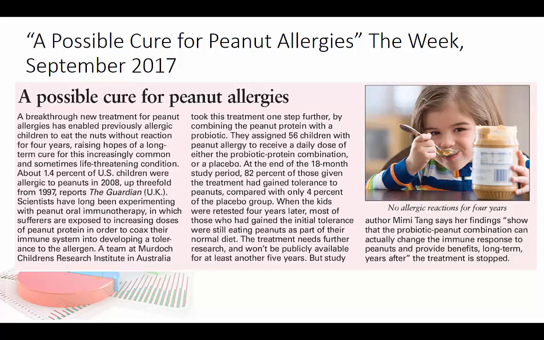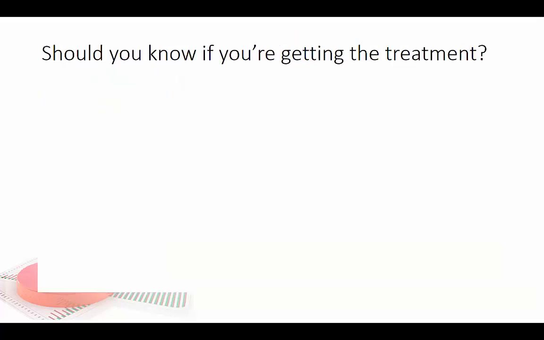And it was an experiment. It was a team at Murdoch Children's Research Institute in Australia, and they assigned 56 children with peanut allergy to receive a daily dose of either the probiotic protein combination or a placebo. And at the end of 18 months, 82% of those given the treatment had gained tolerance to peanuts, compared with only 4% of the placebo group.